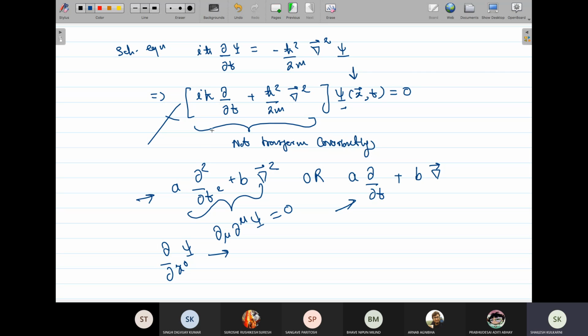Why covariant? Because we want everything to be frame independent, consistent with the principle of special relativity or the postulates of special relativity. I am not assuming anything extra. Starting from special relativity, we are deriving these results. We are concluding this.